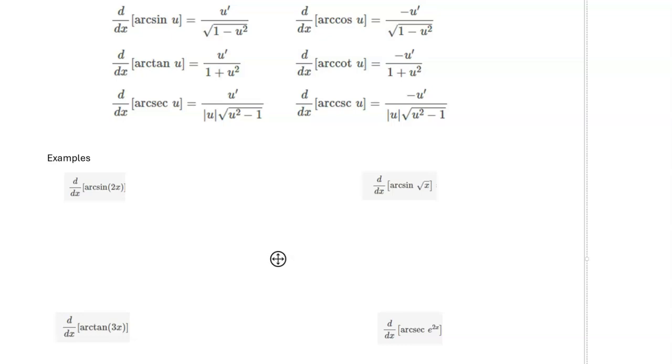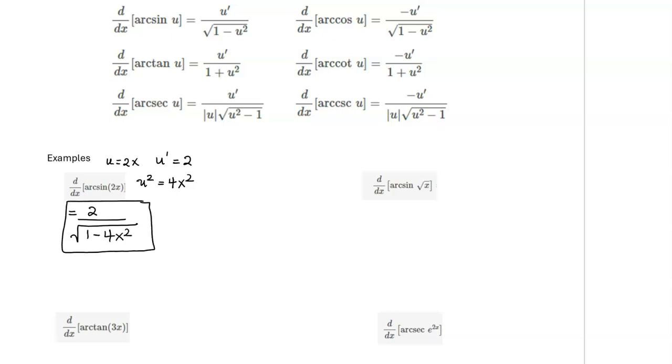In our first example, our u, the input to arcsine x, which is the same thing as sine inverse, is equal to 2x. u prime is then simply 2. Now we will be applying the first rule to take the derivative of this inverse trig function. So we have u prime, which is 2, divided by the square root of 1 minus u squared. u squared will be 4x squared, leaving us with our final answer.